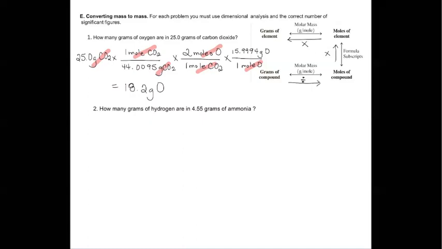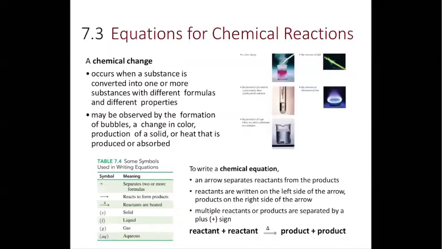Excellent. So we're going to now move on from talking about math, and now we are going to talk specifically about the equations of chemical reactions, okay? So we learned previously that matter can undergo chemical change, and that chemical change can be given by a chemical reaction, okay? Remember that chemical change, we start with a substance that is going to be converted into one or more substances, and those brand new substances have different formulas and they have different properties, okay?